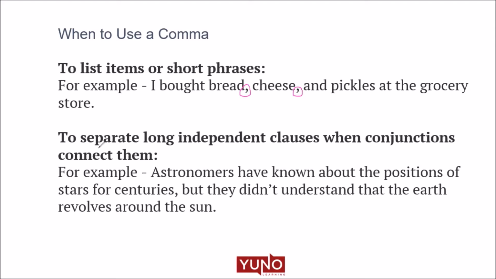Another area where you use commas is to separate long independent clauses when conjunctions connect them. For example, astronomers have known about the positions of stars for centuries, but, which is a conjunction, they didn't understand that the earth revolves around the sun. So we have separated a long independent clause when a conjunction was used to connect it with another independent clause.